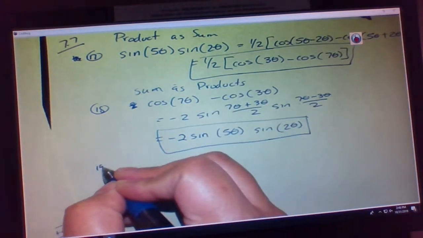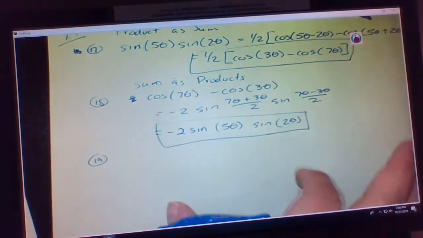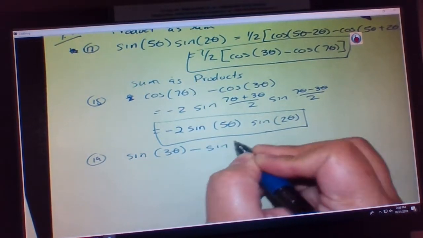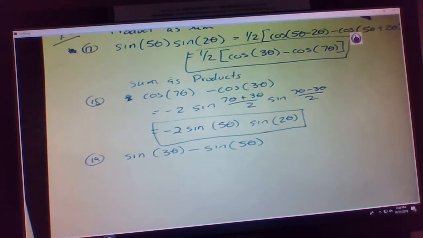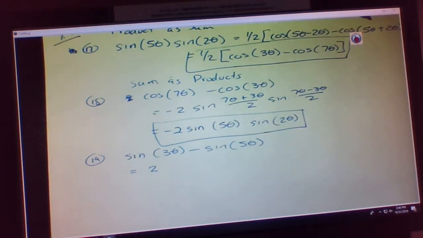But there's one more in this section. I don't know which one you're going to get on your test, but you're going to either get something like this or like the next scenario. Sine of 3 minus sine of 5. So the sine subtraction equals 2. Give me one sec, because I think I wrote down the wrong one.